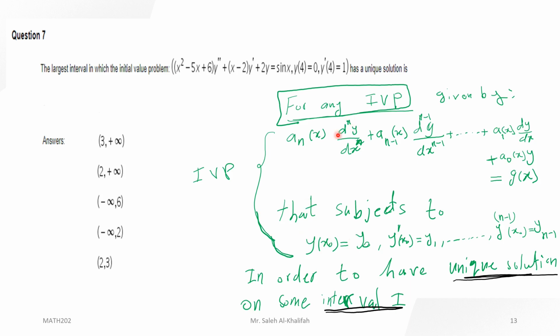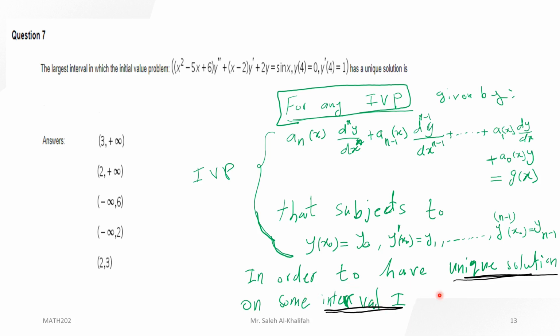If we have nth derivative the initial conditions will be nth initial condition اللي هو هذا و n minus 1 derivatives. طبعا هذا ما يهم، بس انا يهمني الشيء المهم في السؤال كيف اوجد this initial value has a unique solution. طيب in order to have a unique solution on some interval i، يعني مو بشرط في all real numbers، لا ممكن فترة مفتوحة فقط.